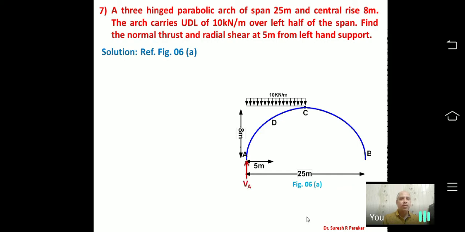So now we will have to go first reaction. We have 4 reactions, VA, HA, VB and HB. So now we will go with total load 10 into 12.5 because we have total span 25 meter, half of the span we have UDL, so 10 into 12.5 and it will act at 6.25 meter from support A.